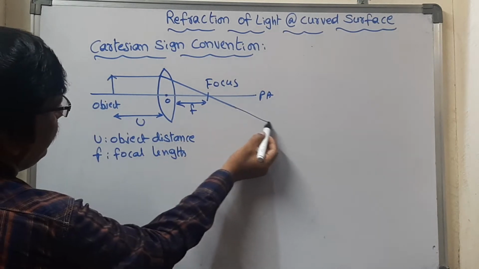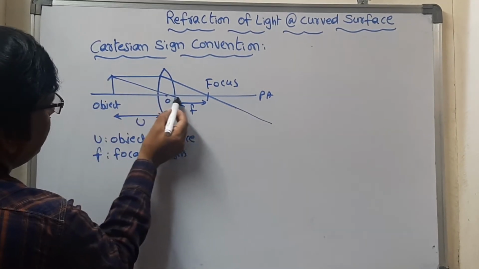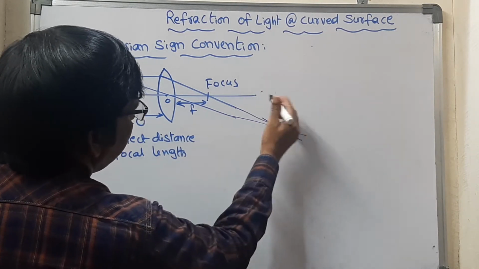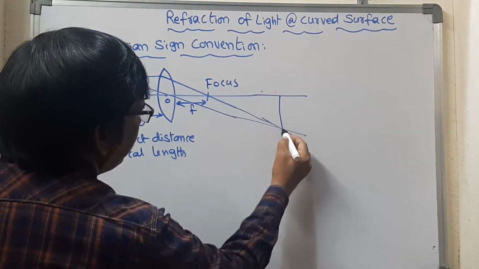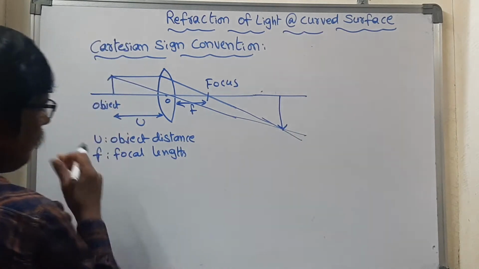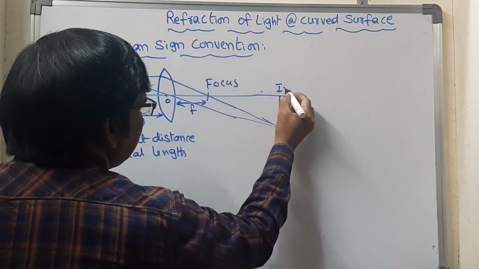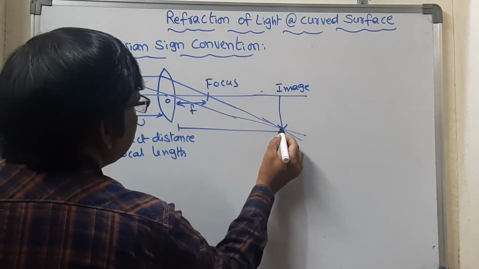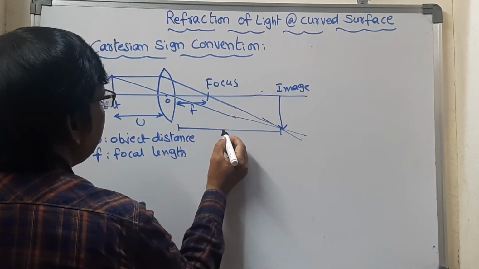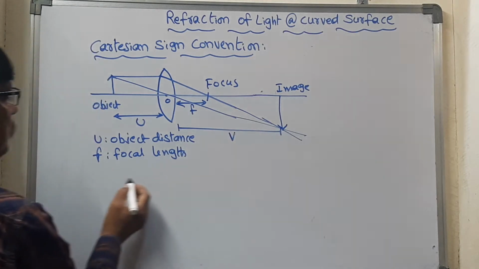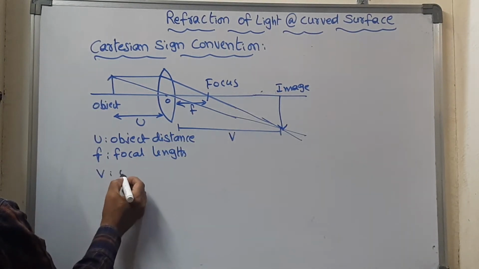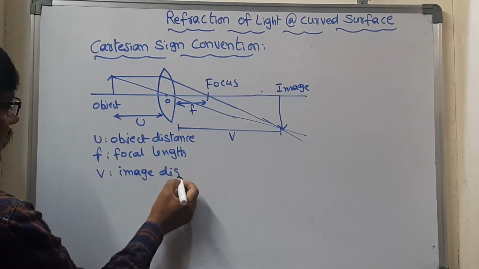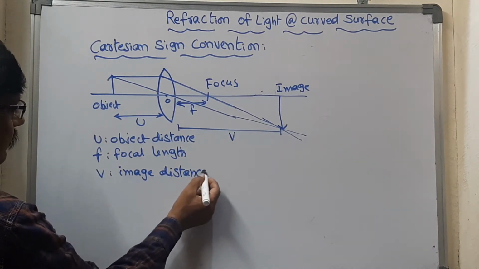Afterwards, if we take one more ray, passing through the optic center, these both rays will intersect at one point and form an image. What do we call this? We call it the image. The distance between the optic center and the image is called the image distance, which is represented by the letter v. So v is the image distance. Generally we know that.